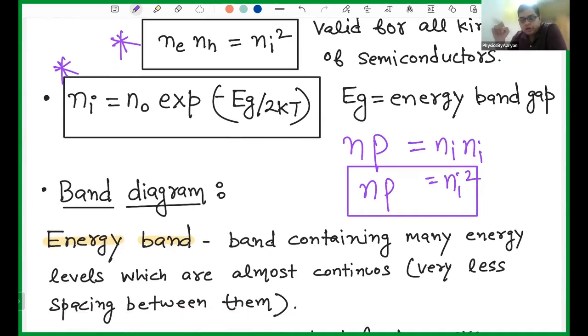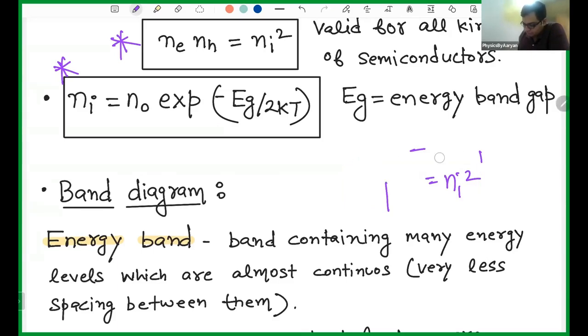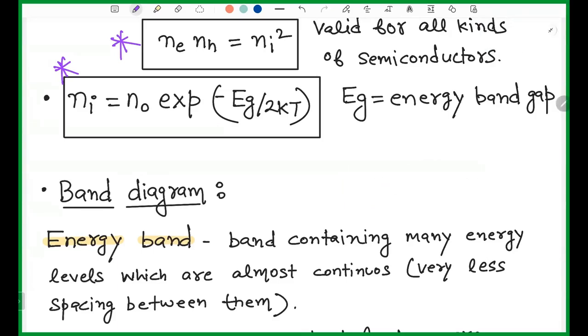Can you tell me, by looking at the formula, if I increase the temperature, will my carrier density increase or decrease? It will increase exponentially, because the more you heat, the more bonds will break, so more electrons and holes will come out. And you can even see from the formula that with temperature your Ni is increasing and increasing. This is the formula you have to keep in mind.